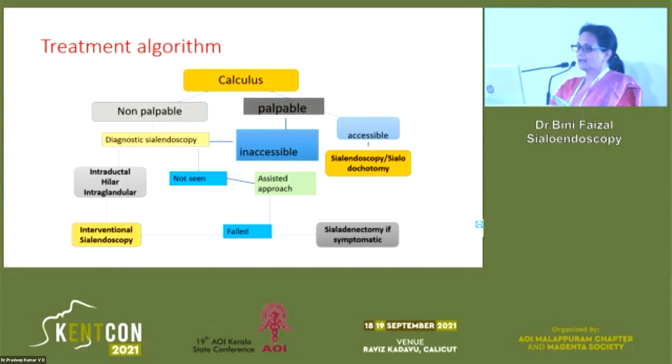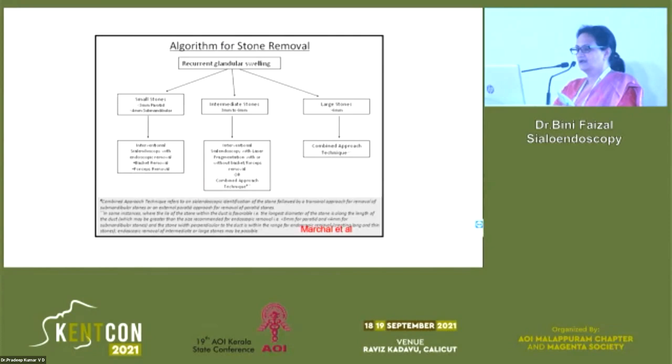And if it is non-palpable, the option is a diagnostic sialendoscopy. In diagnostic sialendoscopy, if the stone is inaccessible, you are supposed to use assisted approaches, like intraoperative radiology or extracorporeal lithotripsy, and only if all these methods fail should you think of a sialadenectomy. So this is a rough algorithm. Stones less than 3 millimeters can be easily basketed. The intermediate stones, 3 to 6, might need a combined approach. What I would say is stones of all sizes can be treated by sialendoscopy using various techniques.